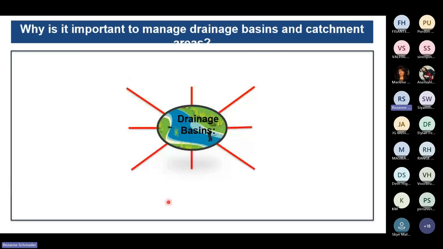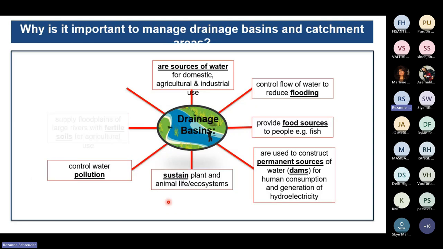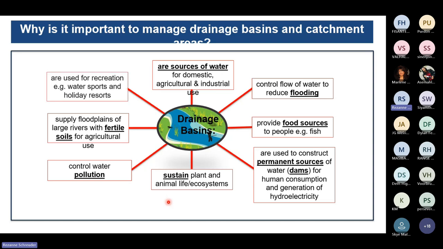Right, drainage basins, let's have a look. So I'm just going to go through everything. There we go. So what is a drainage basin? It's a source of water for domestic, agricultural, and industrial use. The drainage basins will control the flow of water to reduce flooding. It will provide food sources to people, for example, fish. Drainage basins are used to construct permanent sources of water.